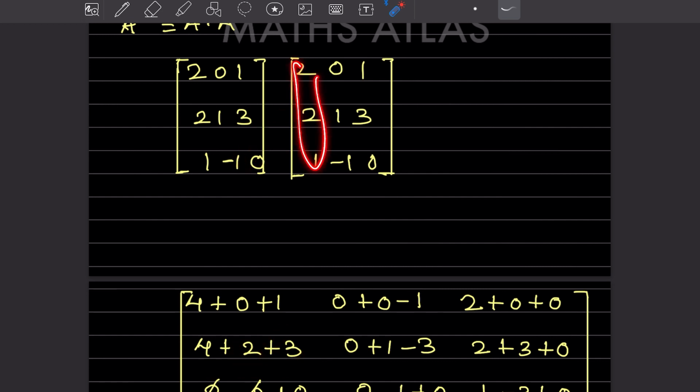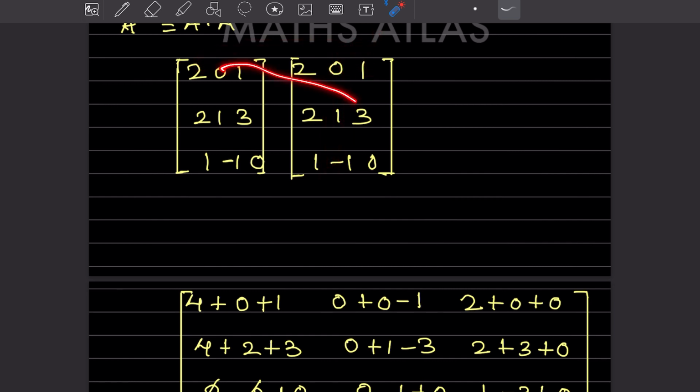So this is done. Now let us take this one. 0, 0, minus 1. Then 0, 1, and this will be minus 3. 0, minus 1, and this is going to be 0. The third one, this is done. So now let us see for this one.